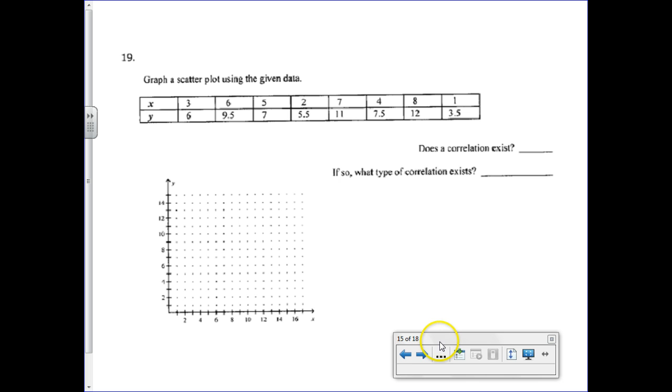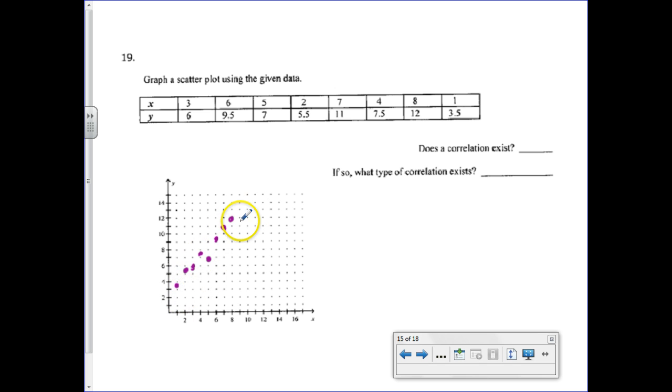Number 19, you have to make the scatter plot. So here you go. At 3, you have a value of 6. Put a dot. At 6, we get a value of 9.5. Put a dot. At 5, you are at 7. At 2, we are at 5.5. At 7, we reach all the way up to 11. An input of 4 gives me 7.5. 8 gives us 12, and an x value of 1 gives you 3.5.